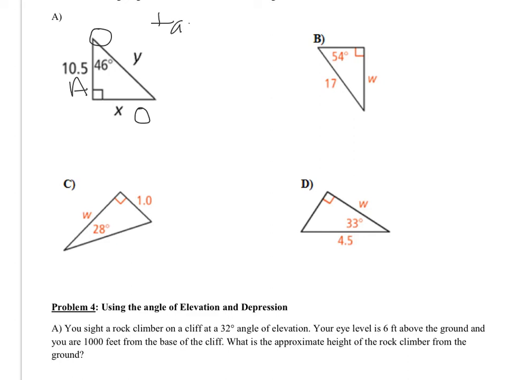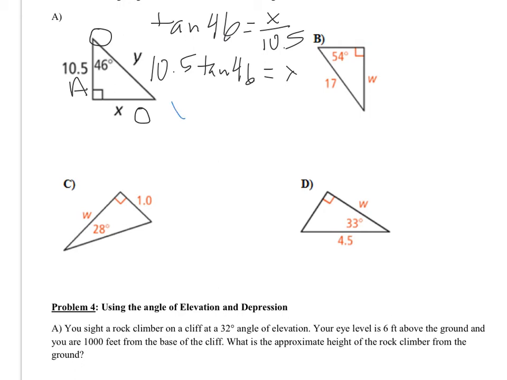So this one would be tan of my angle is equal to my ratio, opposite over adjacent. So I need to get rid of that divide by 10.5. So I have to multiply by 10.5 on each side. One thing you want to make sure of when you're using your calculator is that you're in degrees. If you're in radians, then you're not going to get the right answer. But x is equal to 10.87 right here.